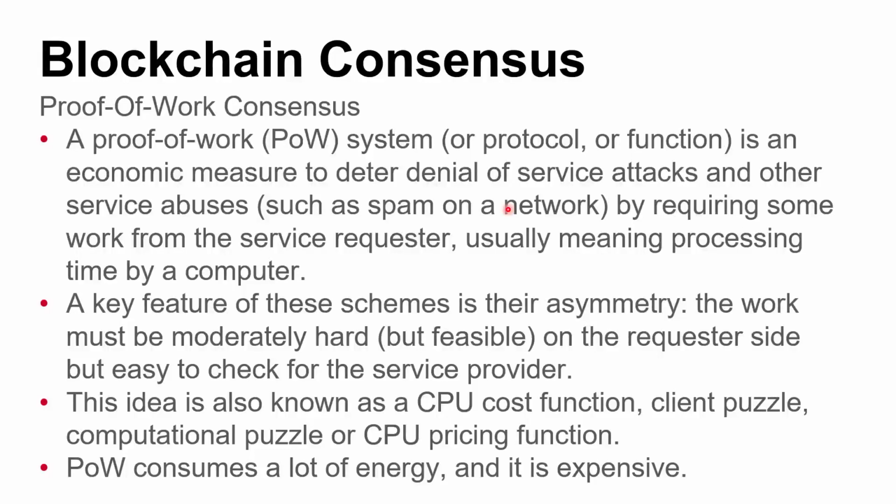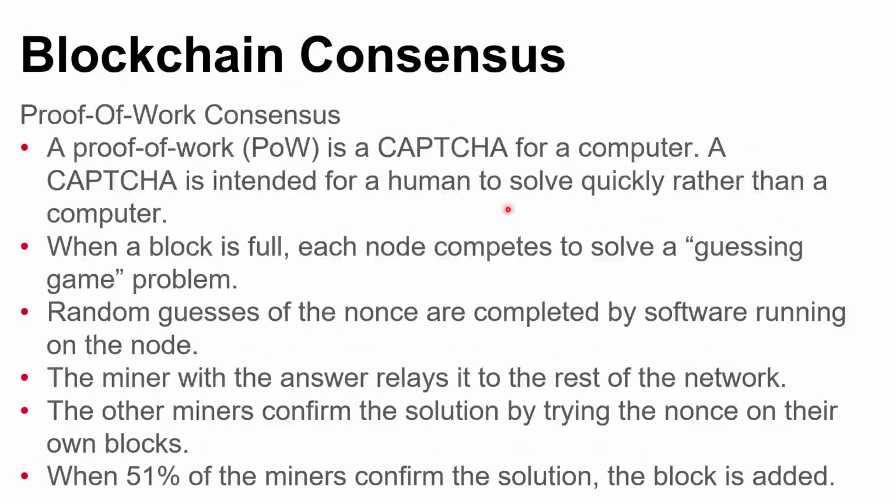A key feature of these schemes is their asymmetry. The work must be moderately hard on the requester side, but easy to check for the service provider. This idea is also known as the CPU cost function, client puzzle, computational puzzle, or CPU pricing function. Either way, the proof of work consumes a lot of energy, and it's very expensive and quite time consuming. You can almost think of it as a CAPTCHA for a computer. If you're familiar with CAPTCHAs, a CAPTCHA is intended for a human to solve quickly, rather than a computer.